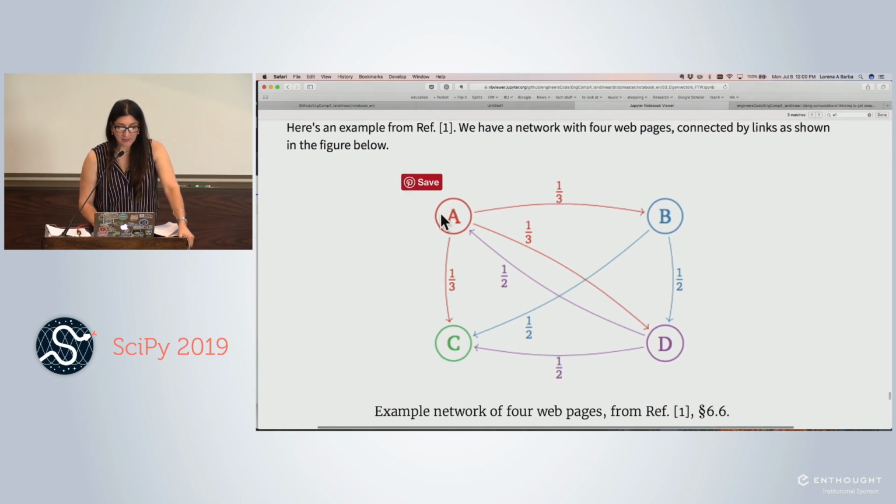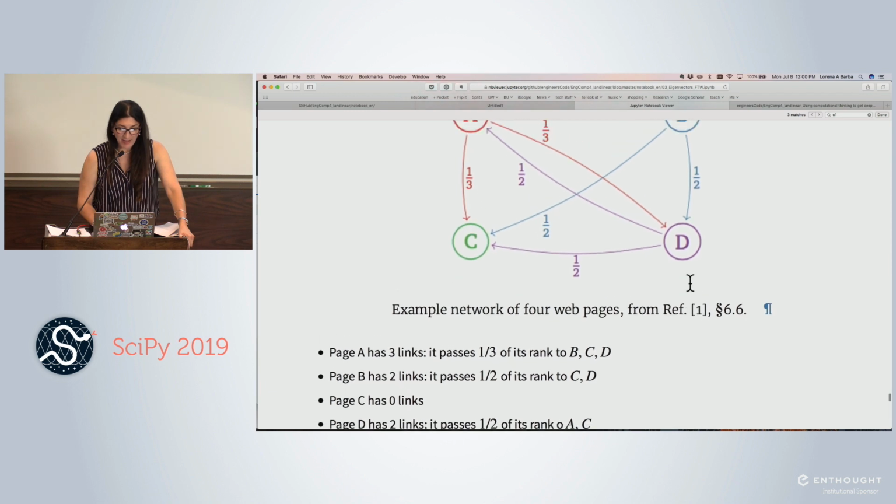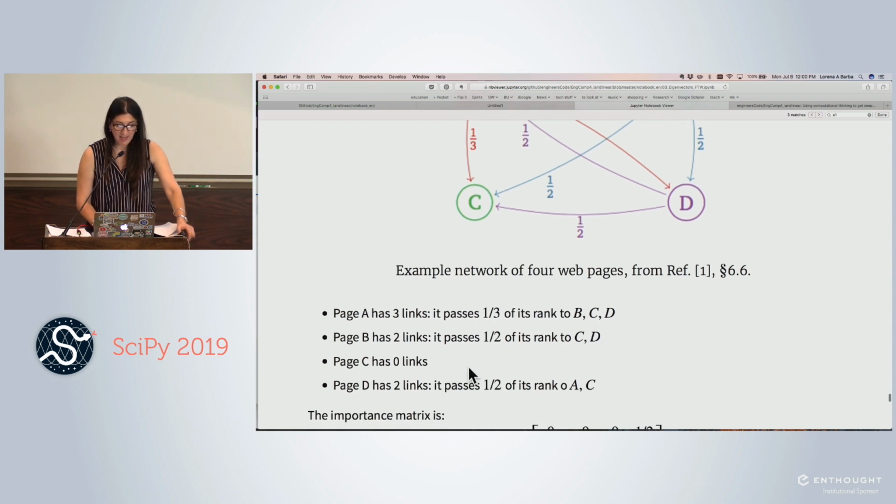Web page A has links to B, D, and C, and it passes its importance in equal measure, 1/3 to each. Page B has links to C and D, and it passes its importance in equal measure to these 2 pages that it links out to, 1/2 each. So you see from this network diagram that A passes 1/3 of its rank to B, C, D, B has 2 links, it passes 1/2 of its rank to C and D, C has 0 links, and D has 2 links.